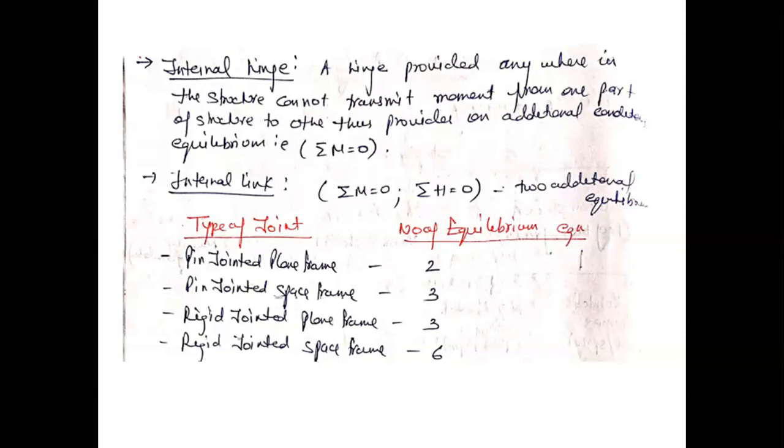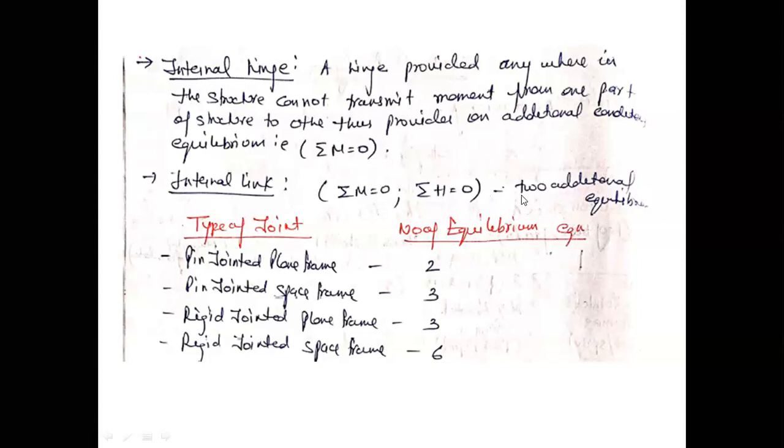Now, what is an internal link? We have discussed in the previous lecture also that in case of an internal link, only one reaction is there. So sigma M will be 0 and sigma H will be 0. Two additional equilibrium equations will be needed in this case if the internal link is provided. A link is basically something like two hinges in a single part. So at both ends, that will allow a single moment. So that will give external reactions.